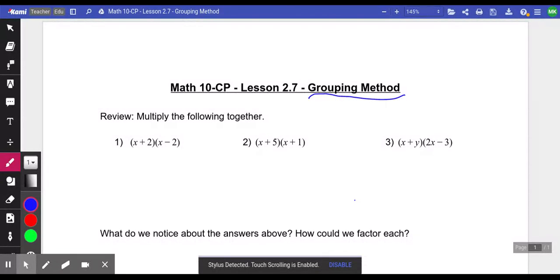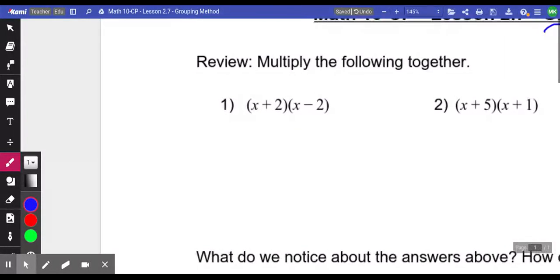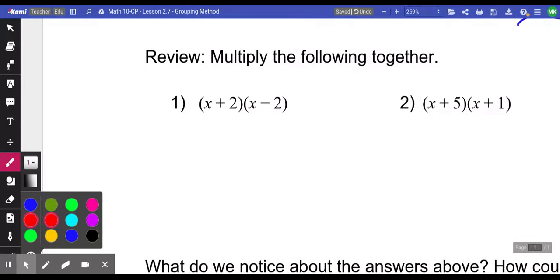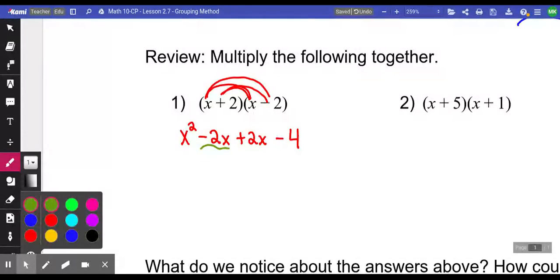Before this, we learned about some multiplying, so let's just review multiplying. We got some binomials with binomials here. To multiply a binomial with a binomial, x times x becomes x squared. X times negative 2 becomes negative 2x. Plus 2 times x becomes plus 2x. And plus 2 times negative 2 becomes negative 4. If you look, we collect some like terms. These two like terms would actually cancel out. Negative 2x plus 2x cancels out, giving me x squared minus 4.